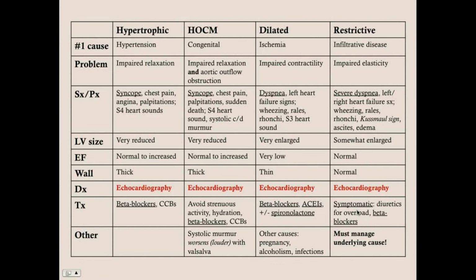But these patients, you're going to have to manage the underlying cause of the restrictive cardiomyopathy. So if they're pregnant, you're going to want to deliver them. If they're alcoholics, you're going to want to stop that. But most of these patients are going to go on to need heart transplants. And that is it for cardiomyopathies.